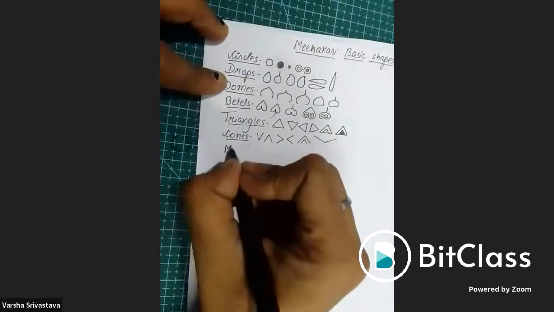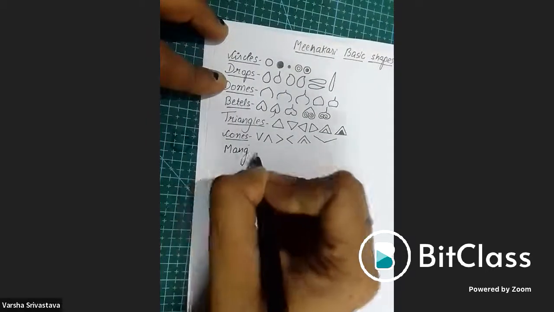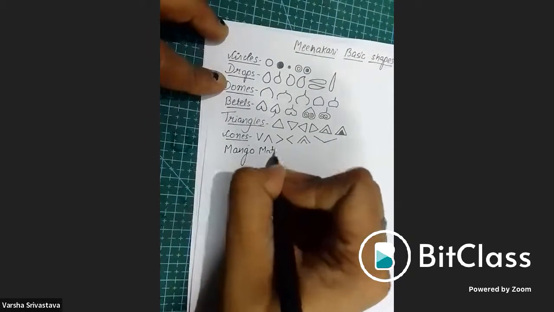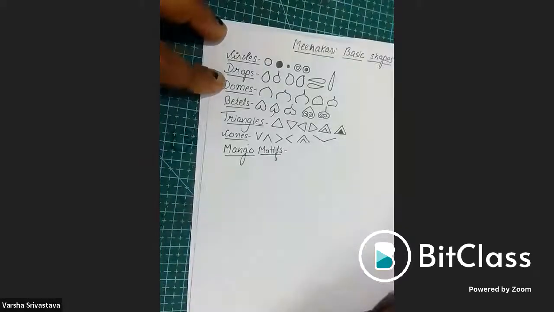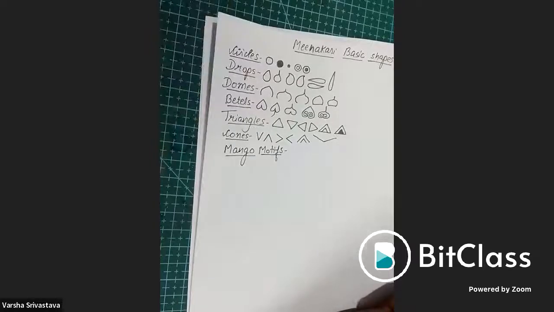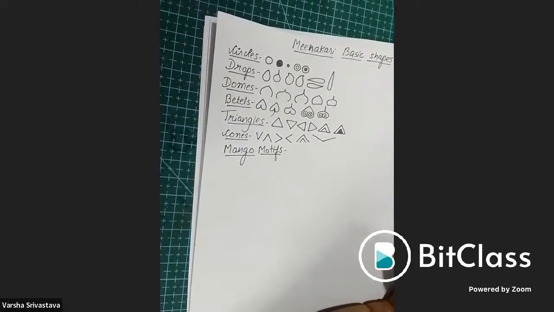Now I'm making the mango motif. I'm writing motifs because I'm going to make 3 different mango motifs. So mango motifs have 2 other names. दो और नाम होते हैं. One in Hindi, one in English.